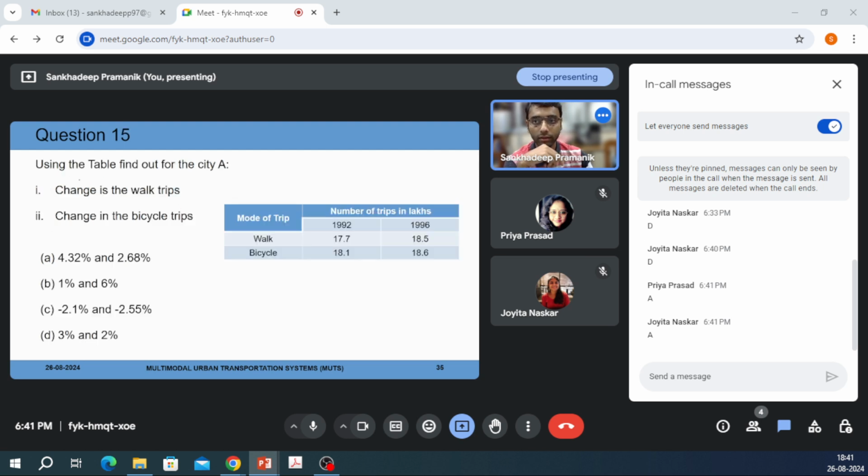Next is, using the table, find out for city A what is the change in the work trips and the change in the bicycle trips. In 1992 the work trip is 17.7 number of trips, and in 1996 it is 18.5. And for bicycle it is 18.1 to 18.6. Now we need to find the change in the work trip and bicycle trip.